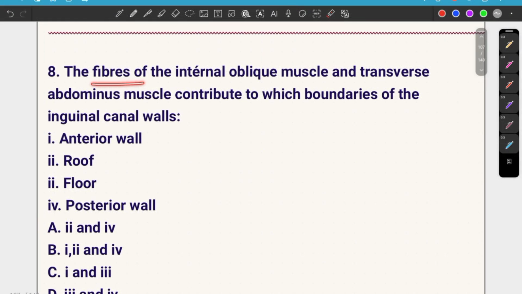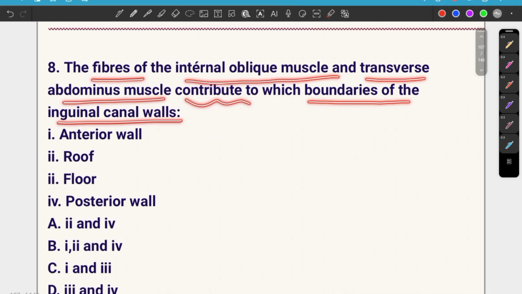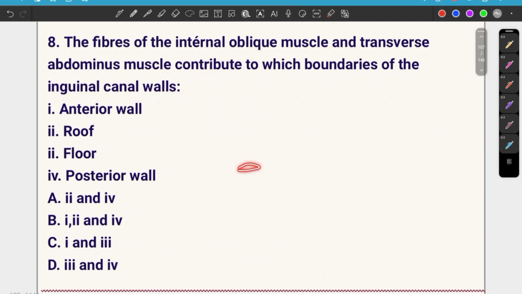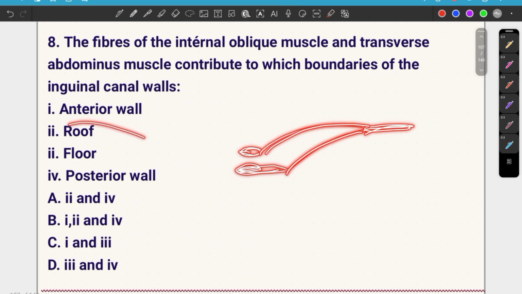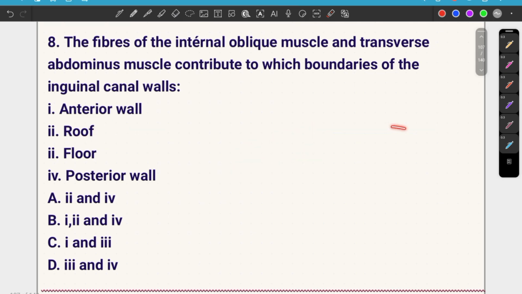The fibers of the internal oblique muscle and transverse abdominis muscle contribute to which boundaries of the inguinal canal? Internal oblique muscle and transverse abdominis muscle together form an arch and form a conjoint tendon. This arching will form a roof, whereas this conjoint tendon forms a posterior wall. Hence, option A is the answer.